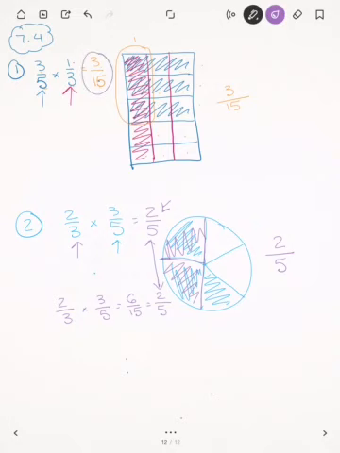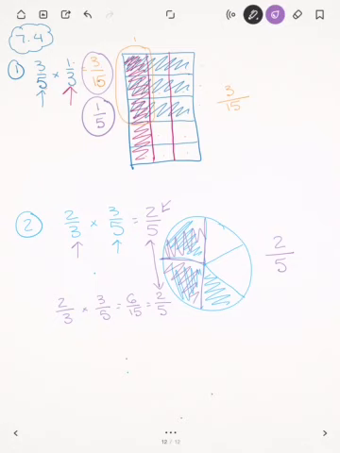Which also means if we look back up here, our 3/5 is not simplified, right? They both have a common factor of 3. So we could simplify this. 3 divided by 3 is 1. 15 divided by 3 is 5. Okay, so simplified, it would be 1/5. All right, so that's how you're going to use area models to show how to multiply two fractions.